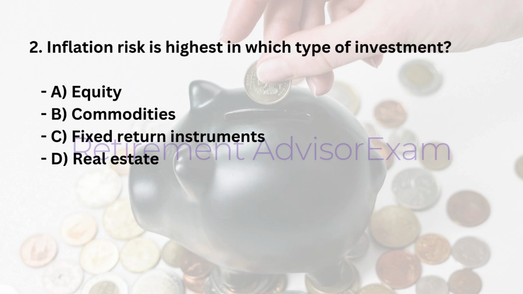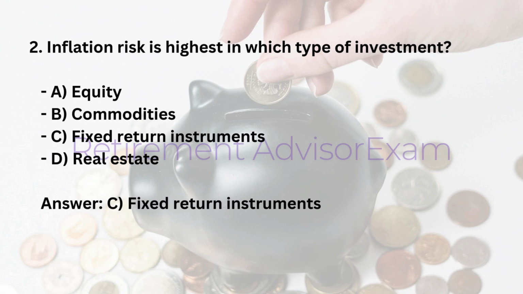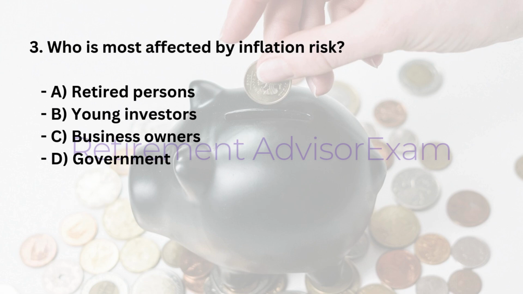2. Inflation risk is highest in which type of investment? A. Equity. B. Commodities. C. Fixed return instruments. D. Real estate. Answer: C. Fixed return instruments. 3. Who is most affected by inflation risk? A. Retired persons. B. Young investors. C. Business owners. D. Government. Answer: A. Retired persons.